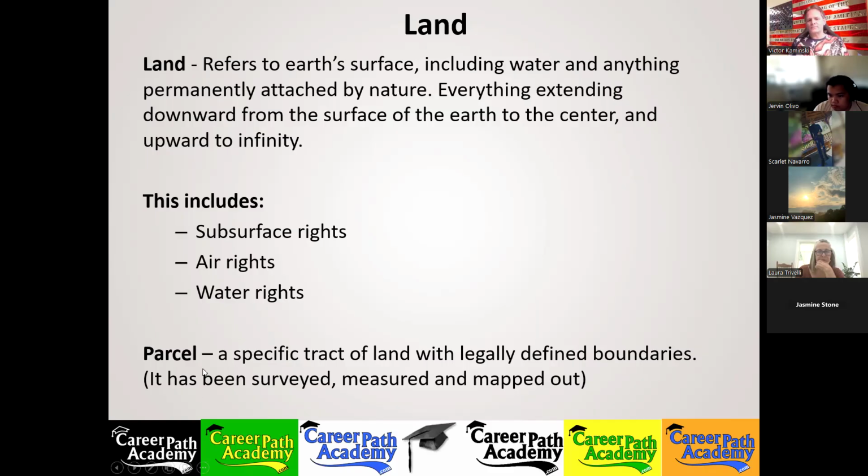A parcel is a specific tract of land with legally defined boundaries that have been defined by a surveyor. That's what a parcel of land is. A specific tract of land that has legally defined boundaries that have been measured by a surveyor, and they're mapped out for you.